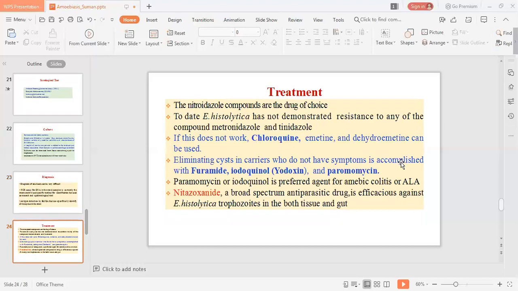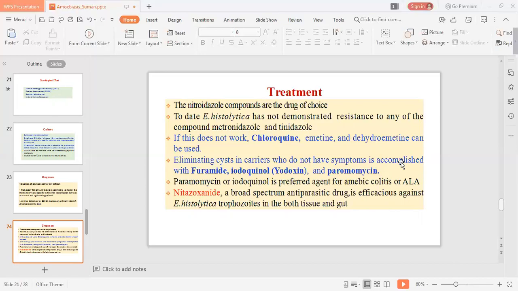Now treatment. Mostly metronidazole is the drug of choice. To date, Entamoeba histolytica has not demonstrated resistance to metronidazole or tinidazole. If this does not work, we have to administer chloroquine, emetine, and dehydroemetine.